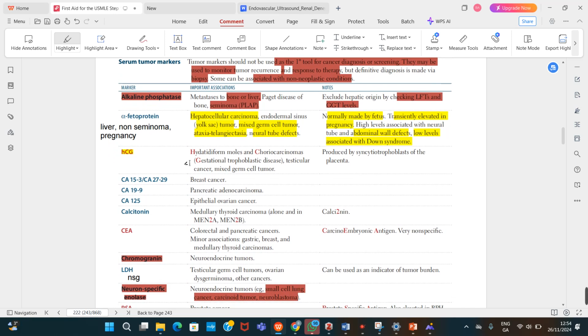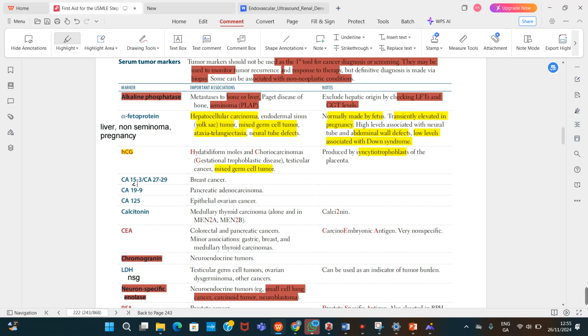HCG can be elevated in some forms of testicular cancer, particularly choriocarcinoma of the testes. Choriocarcinomas of the placenta can also cause elevation of HCG, as well as hydatidiform mole, the molar pregnancy. People with a mixed germ cell tumor involving choriocarcinoma of the testes can have elevated HCG too. Don't forget it's produced by the syncytiotrophoblast of the placenta.